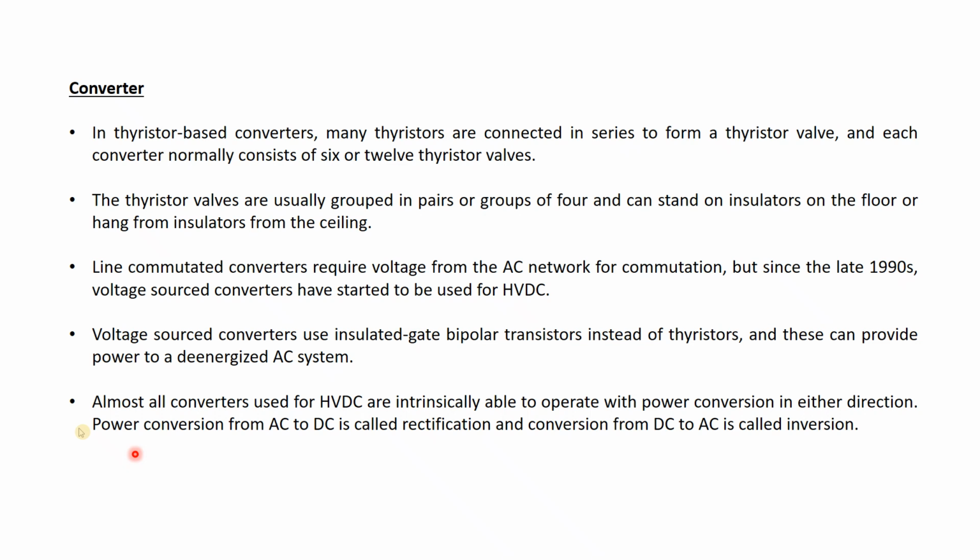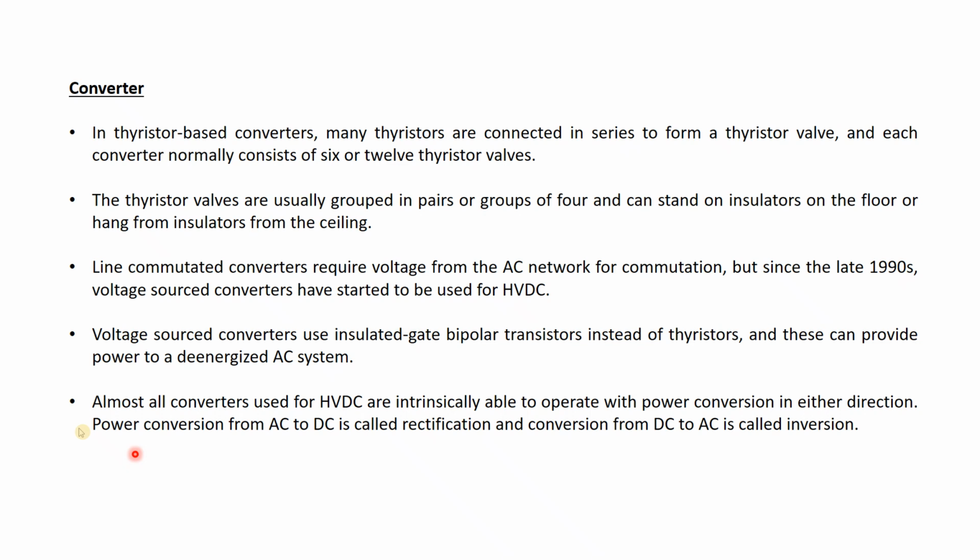So first of all is the converter. There is a detailed study that we will be discussing in the later lectures, on what the different converters used are. Okay, so previously, as I told you in the last class, mercury valves were used. Then after the 1960s, thyristors, that is SCRs, were introduced. Generally the thyristors are connected in series to form a thyristor valve.